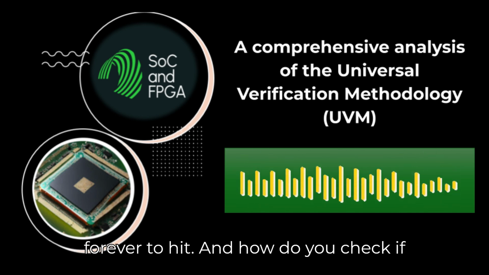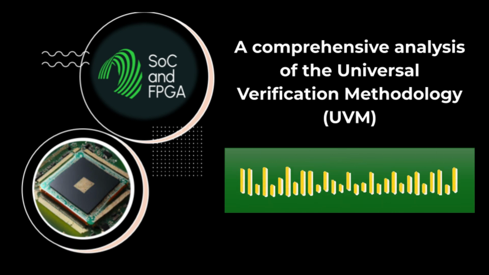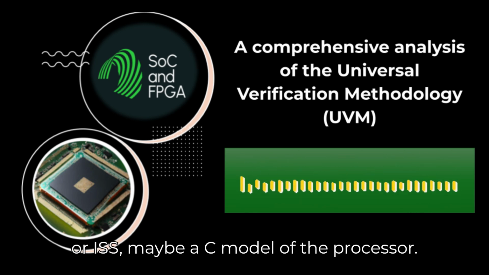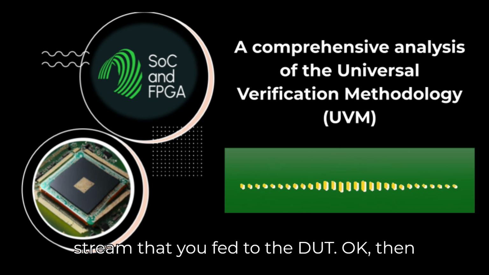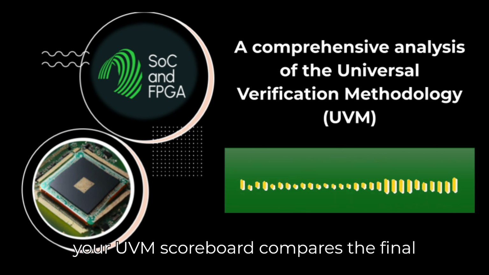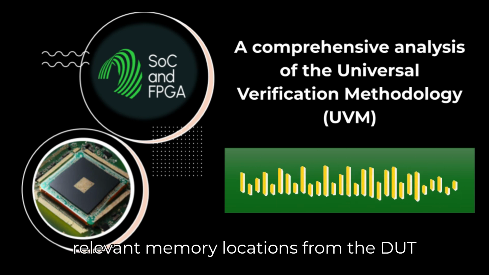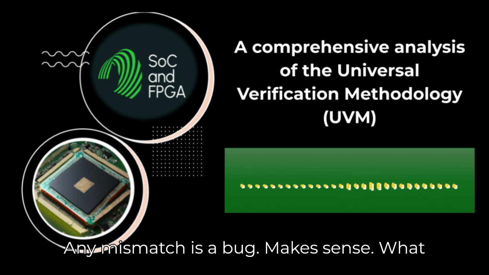And how do you check if the processor did the right thing? That's where a golden reference model comes in. It's often an instruction set simulator, or ISS, maybe a C model of the processor. It executes the exact same instruction stream that you fed to the DUT. Okay. Then your UVM scoreboard compares the final architectural state, the registers, relevant memory locations, from the DUT against the state from the golden model. Any mismatch is a bug.